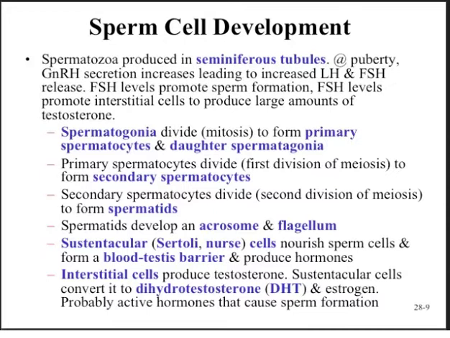Interstitial cells produce testosterone, while the sustentacular cells convert it to DHT and estrogen. They're probably the active hormones that cause the sperm formation. As a sidebar, it's DHT that's also thought to be the causative agent in male pattern baldness, alopecia.